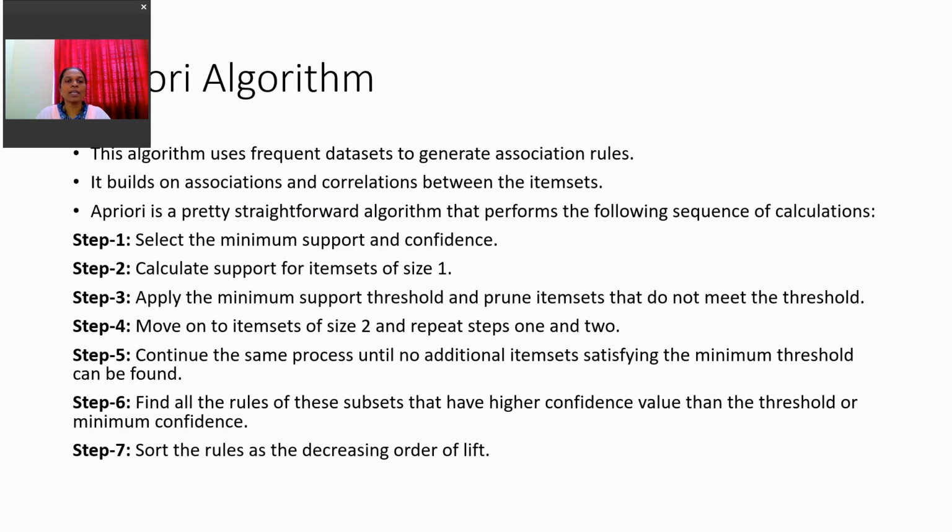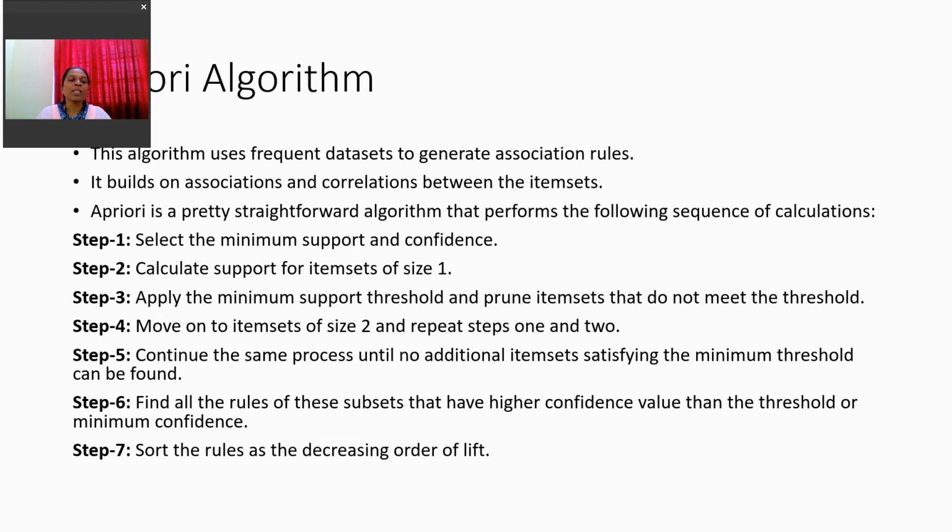So to start with, the algorithm generally uses a frequent database. The already available transaction data set is used to generate the association rules. With the available data set, we need to identify some associations and correlations between the data items, and using that, we are going to develop association rules that specify how likely it is that two items can be bought together.